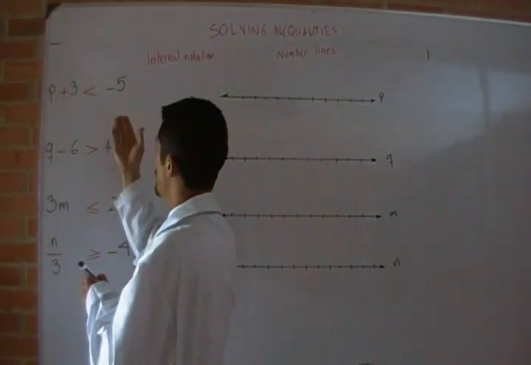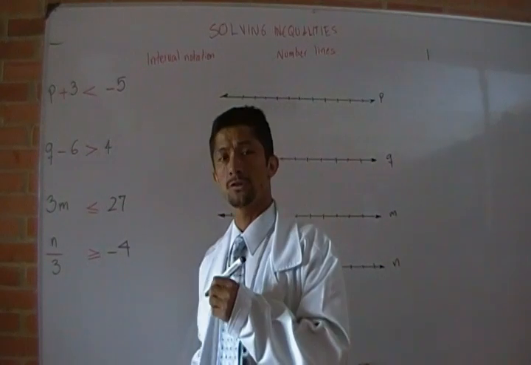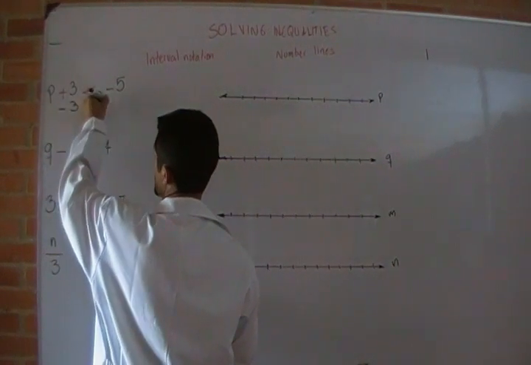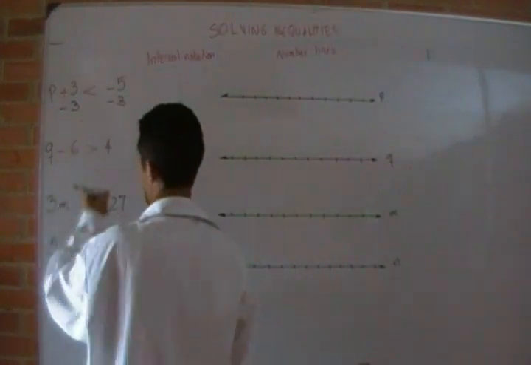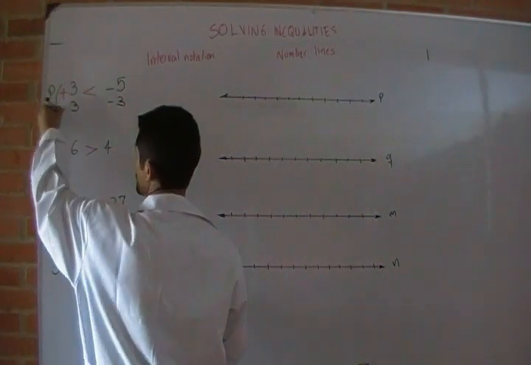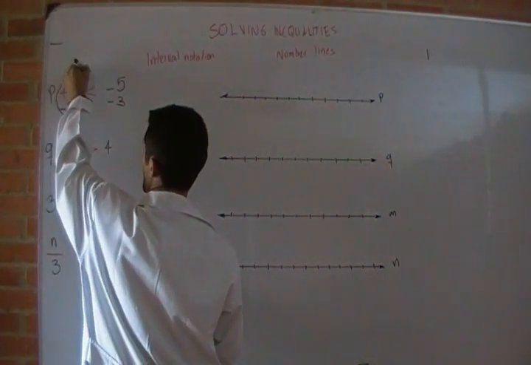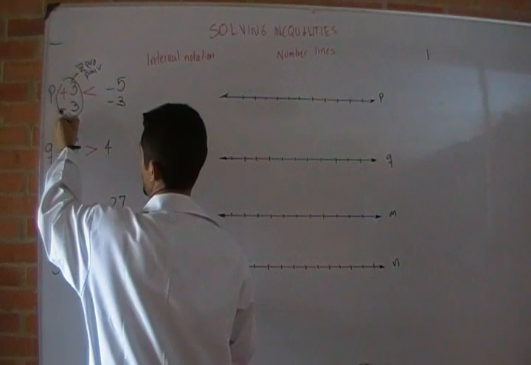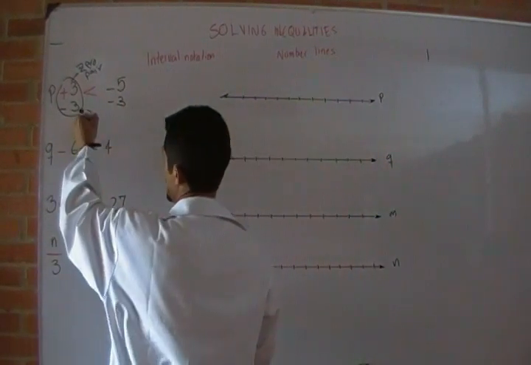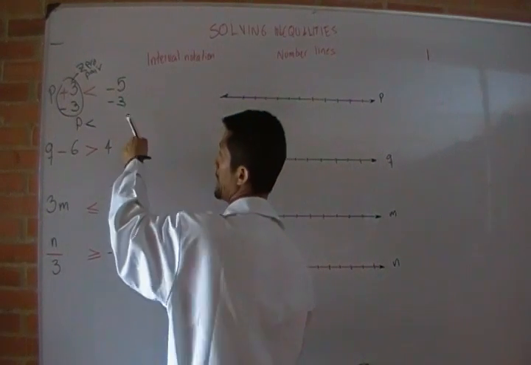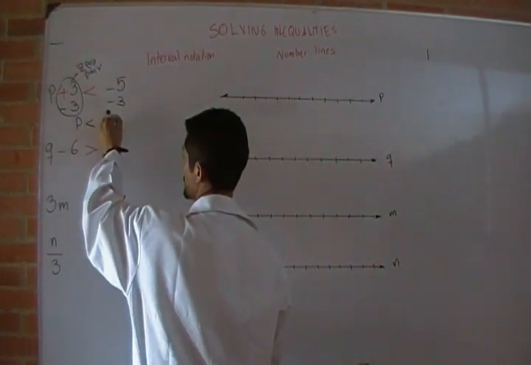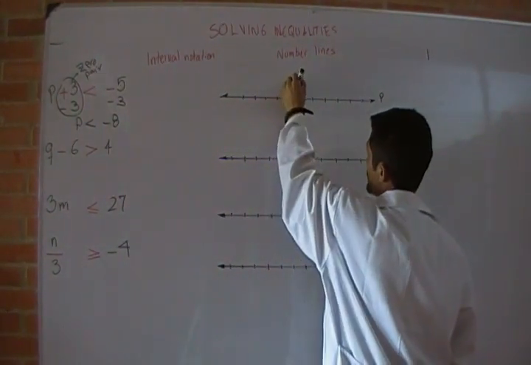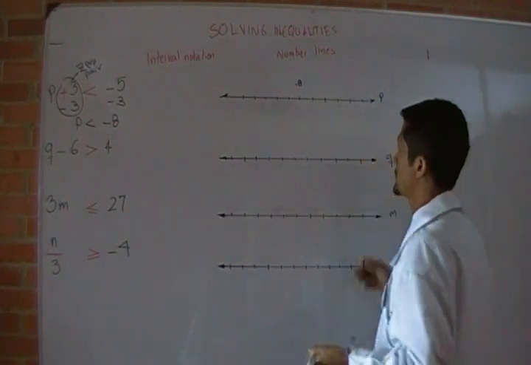So to start with this one, what we have here is addition. So the inverse operation of addition is subtraction. So I'm going to subtract 3 from both sides. And then my inequality will be reduced to, since this one is a zero pair, p is less than, and this result, -5 and -3 is -8. So to have a reference, let's suppose this is -8. You know, this is a number to the left of 0.